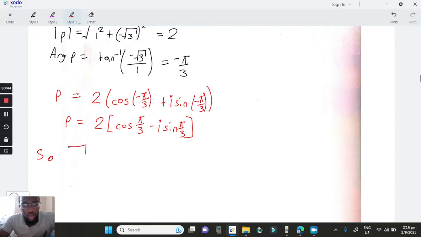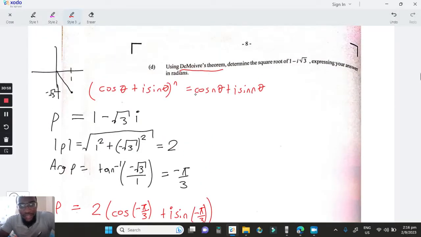The square root of p, which is the square root of 1 minus root 3 i, is equal to, using De Moivre's theorem, remember De Moivre's theorem states this: cos theta plus i sine theta to the n. If you put the r here, then it's r to the n times cos n theta plus i sine n theta. I ignore the r because usually most times r is 1.